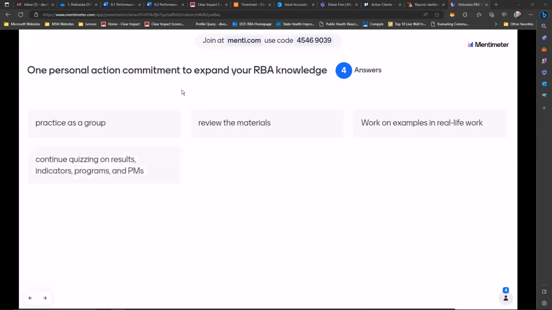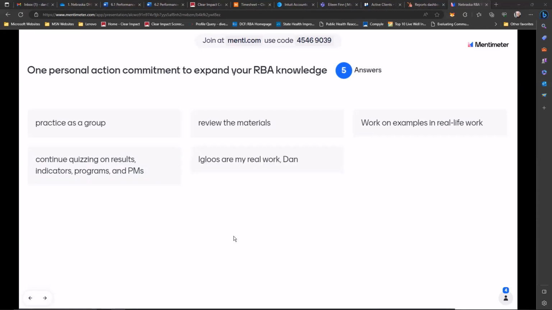But as you could see, I think it really helped group 1 to pick a fun activity to really focus on the framework and the process. So I think that does help. But now you want to apply it to your real work. Continue quizzing on results, indicators, programs, and performance measures. Yeah, we'll use the common language.